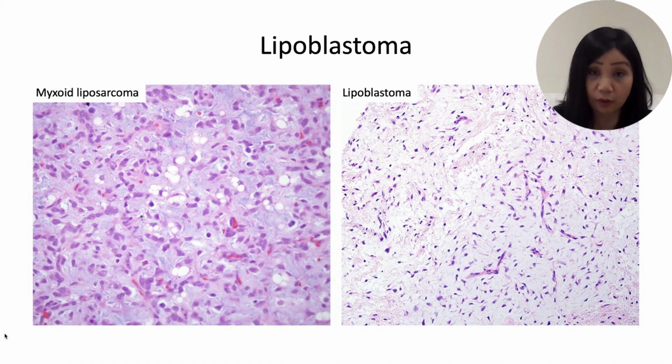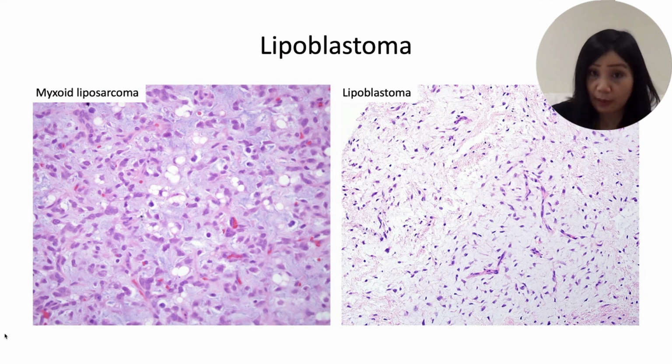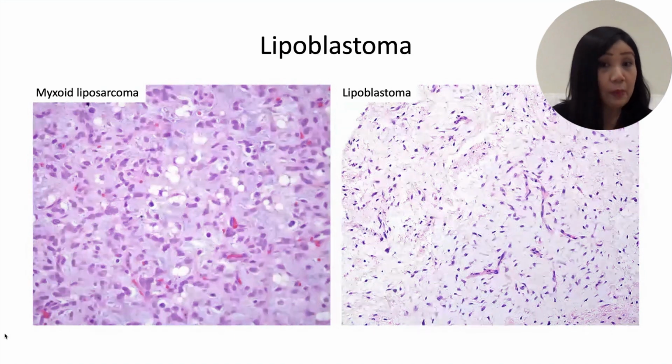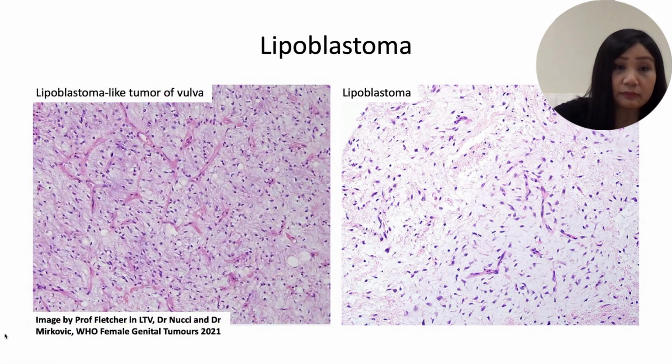Myxoid liposarcoma is, of course, also associated with DDIT3 gene rearrangements, whereas lipoblastoma is associated with PLAG1 gene rearrangements. Also, different age groups, lipoblastoma occurs in a young age group. Myxoid liposarcoma typically occurs in adults in their 20s, 30s, and 40s. It can occur in younger people, but if so, it's normally in late teens instead of a pediatric population.